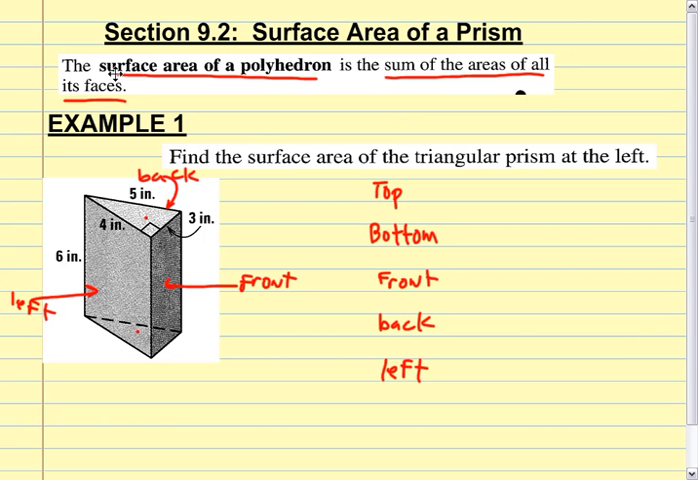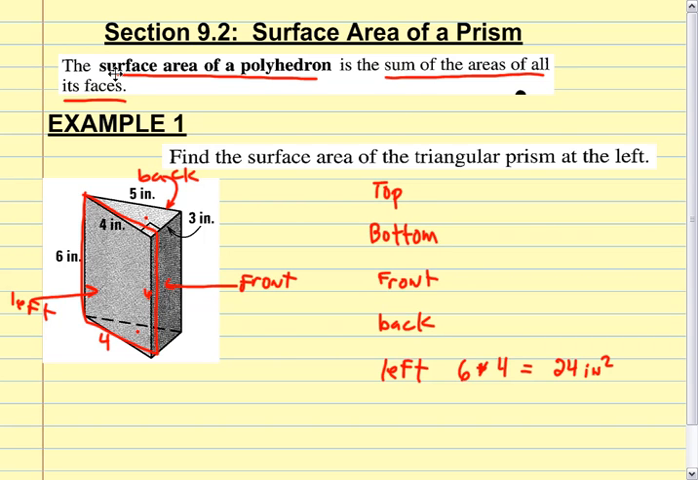Who can find the area for the left face? What's its shape? Well, it's not a square, but a rectangle, right? And how do I find the area of a rectangle? Base times height. Well, what is the base and the height on that left side? 6 times what? 4. 6 times 4. See, here it is. We're talking about this side right now. This is 4, this is 6. So 6 times 4, and what do we get? 24, and remember it's inches squared.